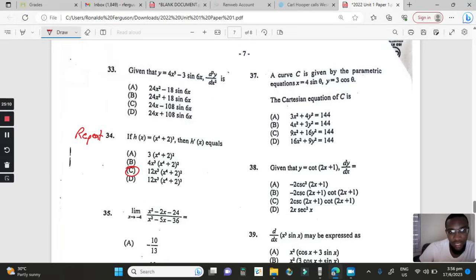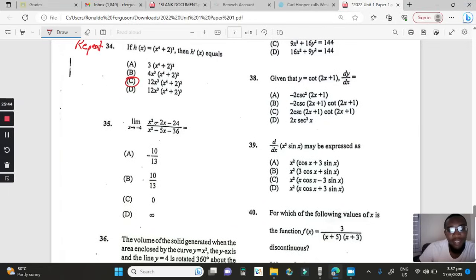Now we need to differentiate this twice. First derivative would be 12x squared. When you differentiate sine, you get cos. 6 times 3, 18, so that's minus 18. Differentiate sine, we get cos 6x. Then the second derivative now is going to be 24x, and when you differentiate cos, you get negative sine, plus 108 sine 6x. So 108 sine 6x, that looks like option D.